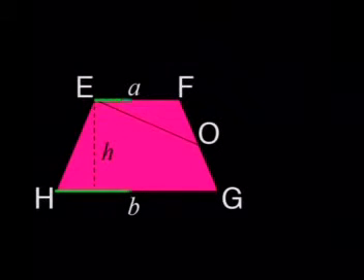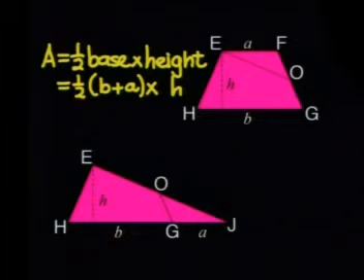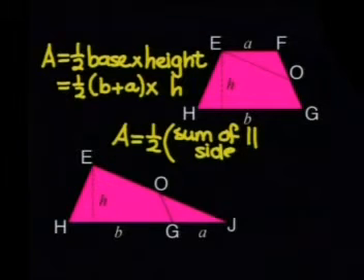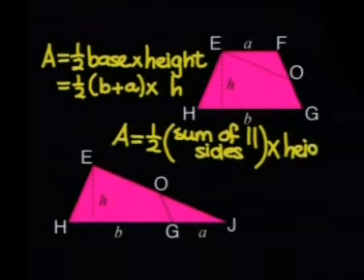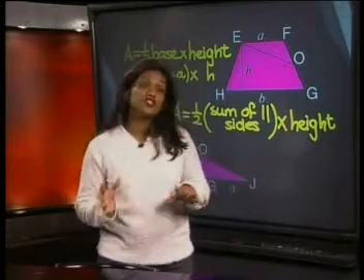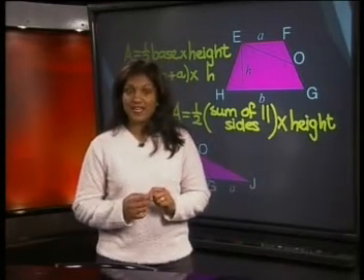What do you notice about A and B? They're the parallel sides of the trapezium. So we can write the area of the trapezium as half the sum of parallel sides multiplied by the perpendicular height. By now you should be getting used to changing one shape into another shape, keeping the areas the same.